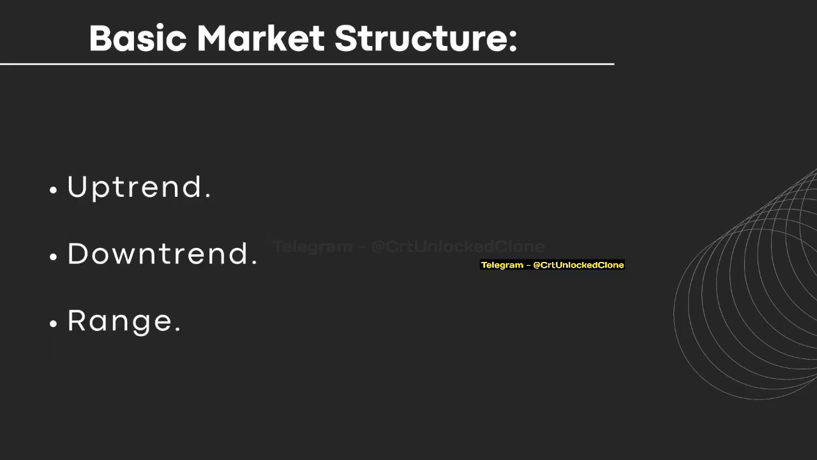Moving on, in basic market structure, we've got three types of market structure. We've got the uptrend, the downtrend, and last but not least, the range. Now we're going to see what each of those structures is made up of, and what the combination of highs and lows is for each one. Some of you might be aware of it, but it's good to revise. So let's move on.